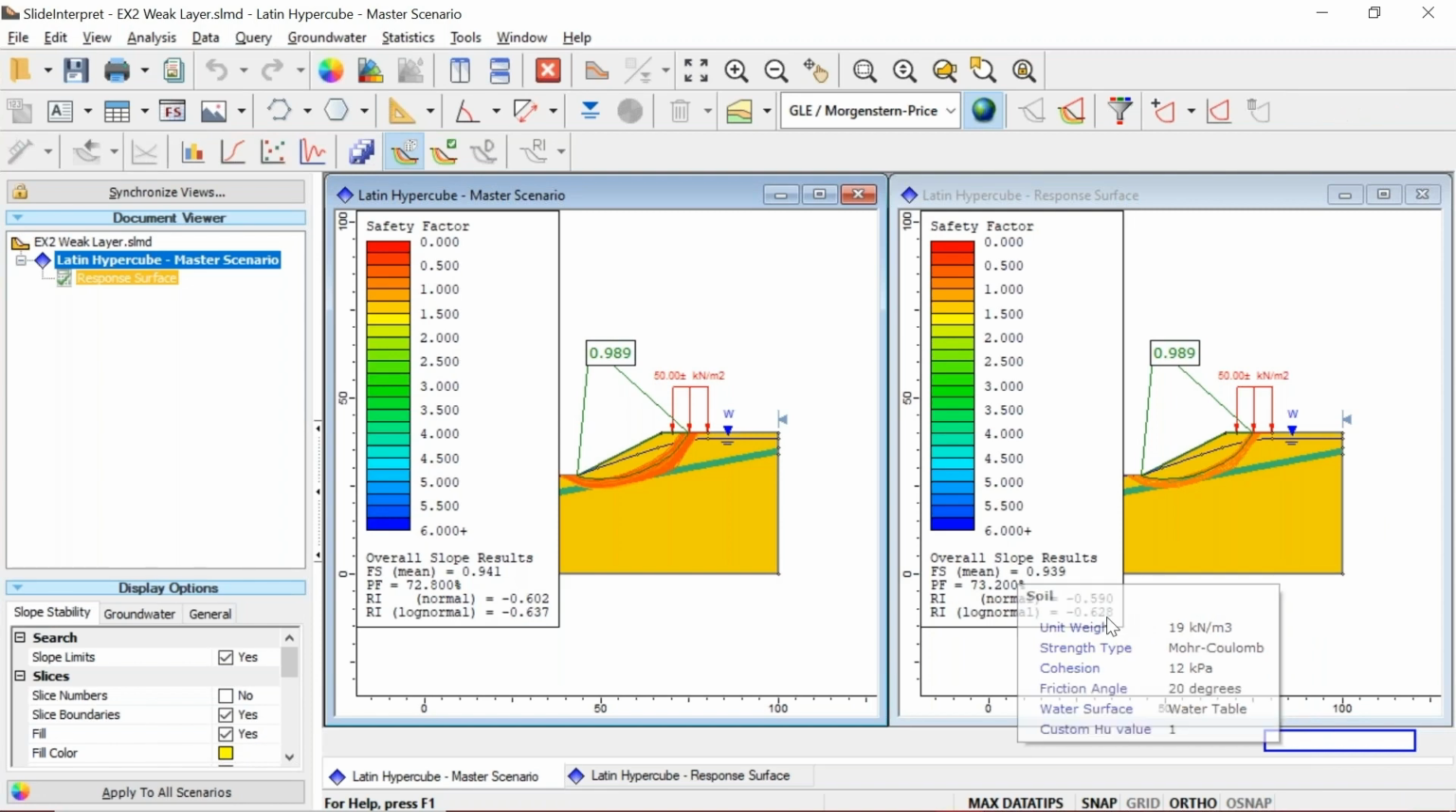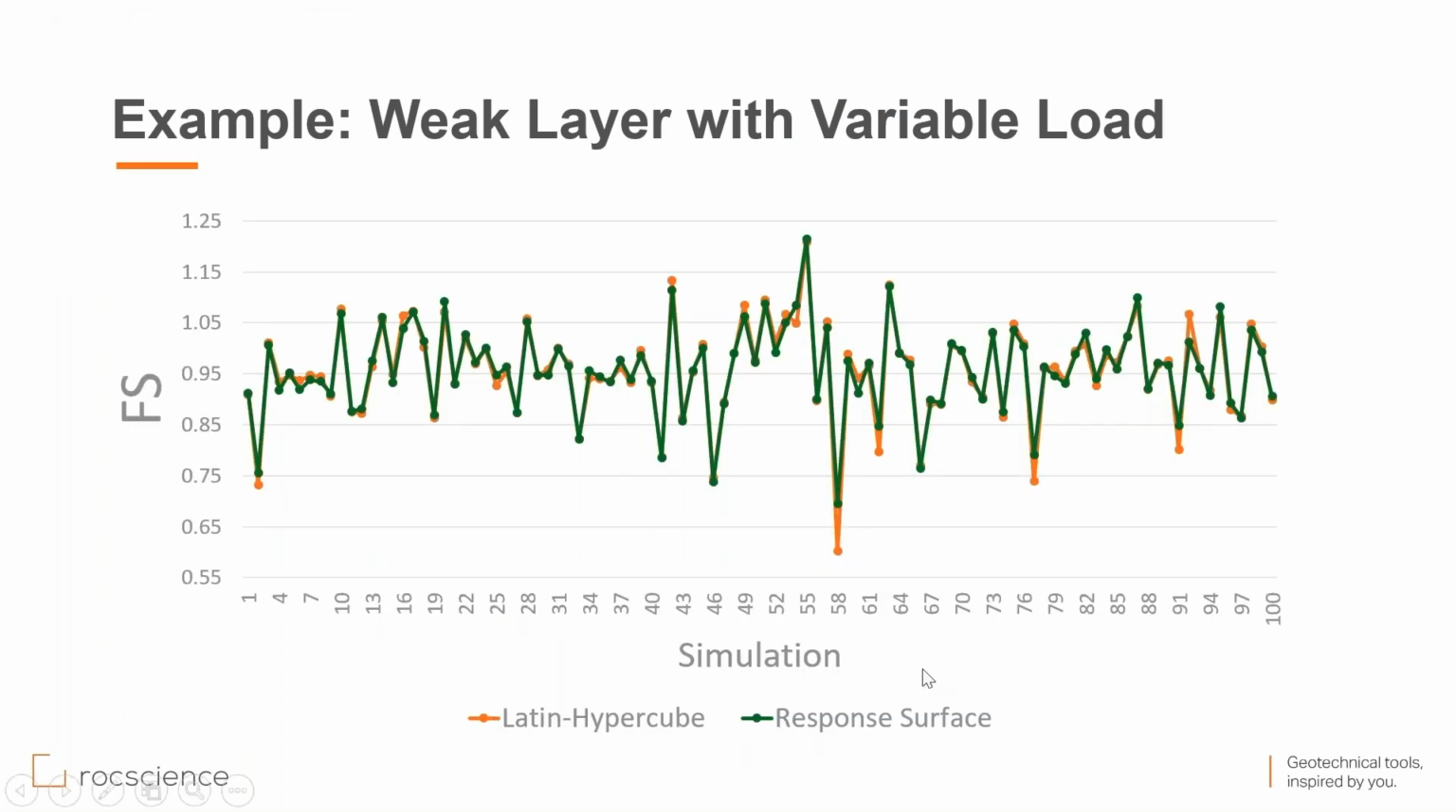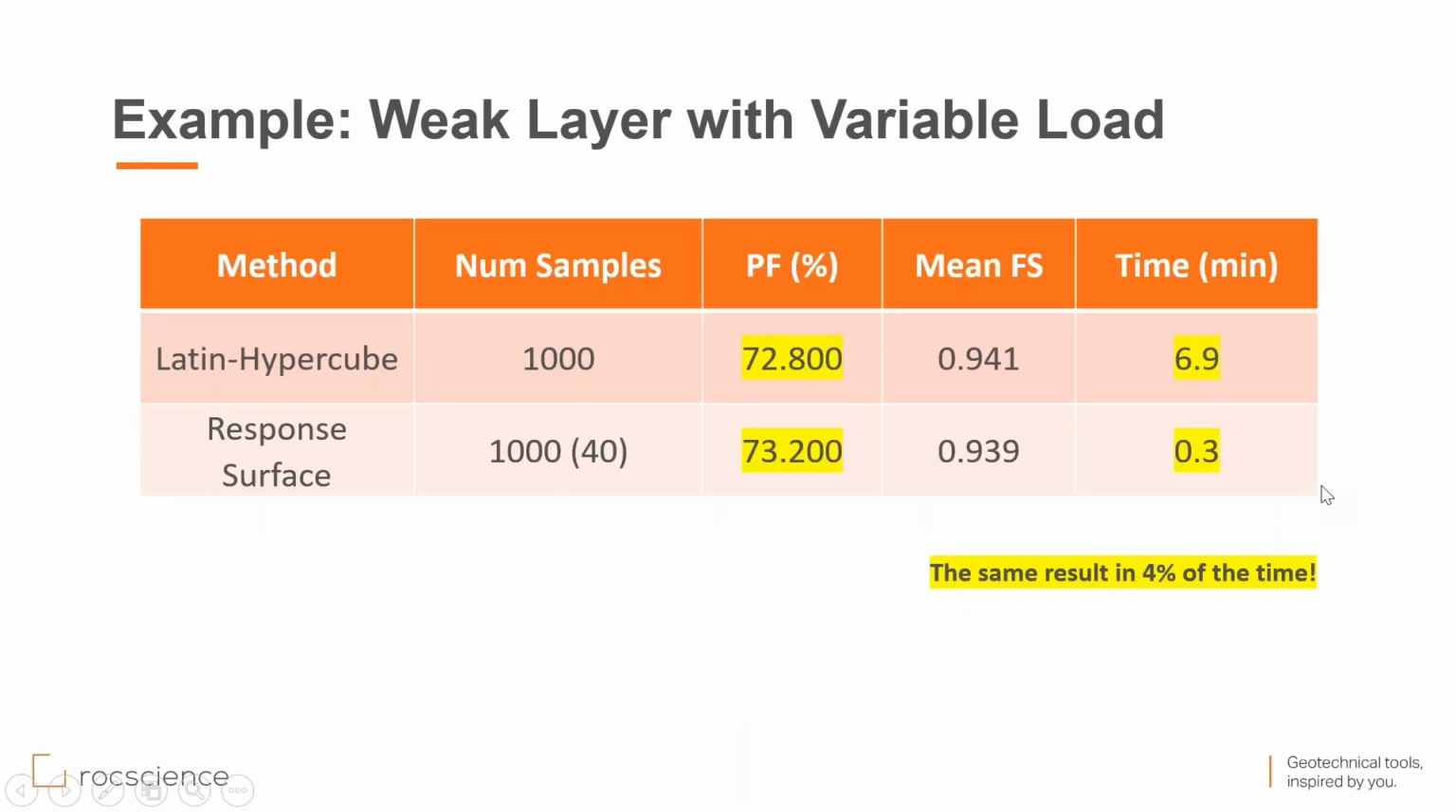If we were to look at the true factor of safety in each simulation that Latin Hypercube computed versus the predicted one by a response surface, it would look like this. So you can see for every simulation, they're almost identical. The difference is in computation time, and that's the advantage.